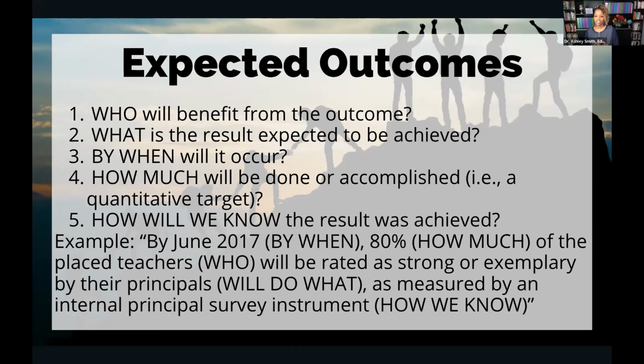So an example: by June 2017, 80% of the place teachers will be rated as strong or exemplary by their principals, as measured by an internal principal survey instrument. So that is a classic example using classic tools. But like Tara said, you can say students are going to lean in, 80% of the students are going to start leaning in, or returning their surveys, or you'll hear belly laughs in 50% of your classes. The ways we're saying to write these just give you a pattern to follow, so that our outcomes are normed on a certain stance.